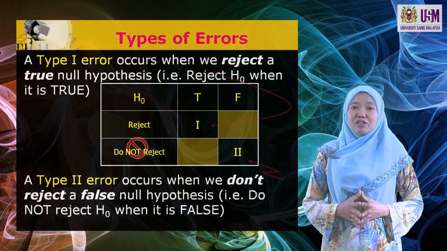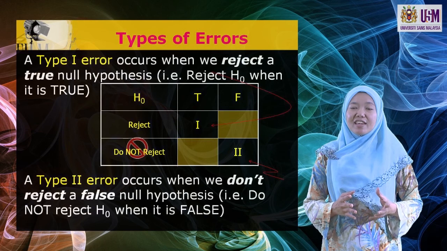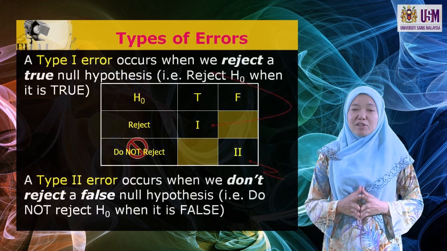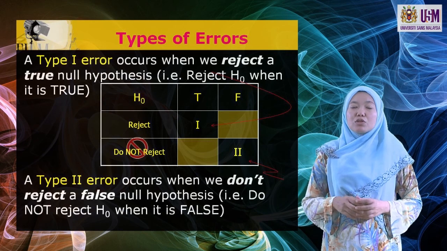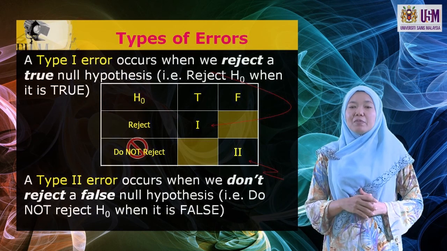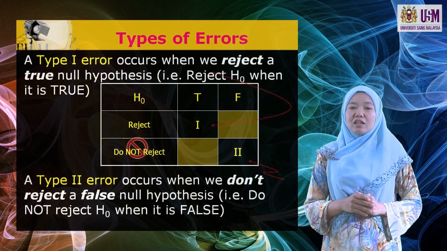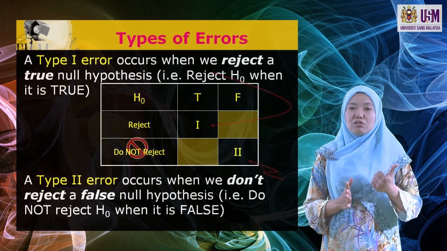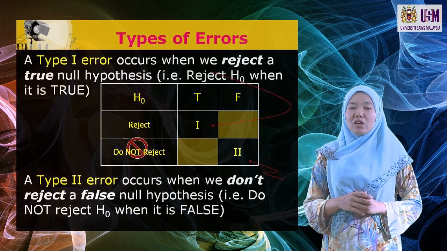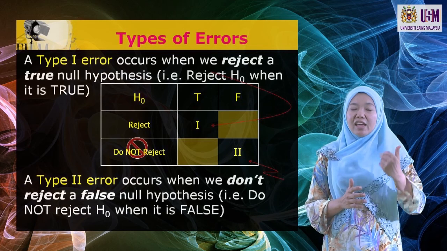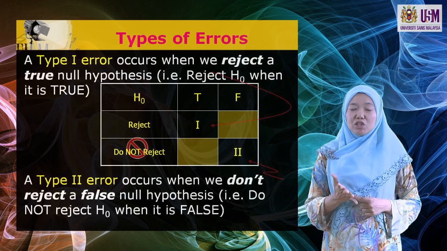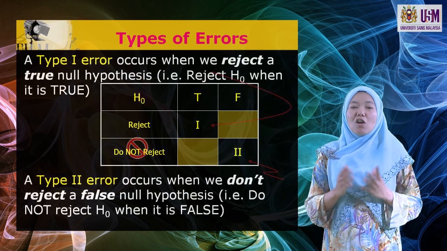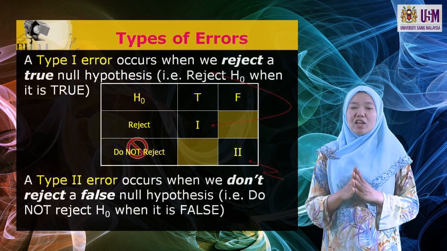When we discuss the different types of error, to make it easier for you, the textbook came out with this matrix. If you look at the matrix, the top row is about the statement, whether it's a true statement or a false statement, T for true, F for false. The first column under H0 is in terms of your decisions. Your decision can be to reject H0, or your decision is do not reject H0.